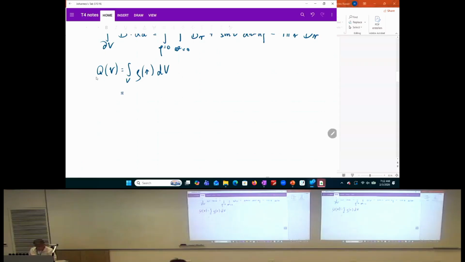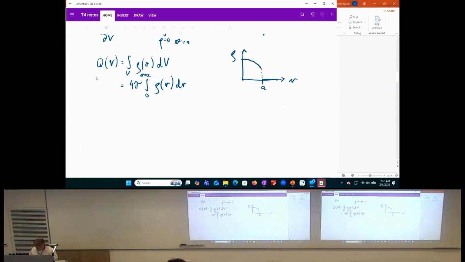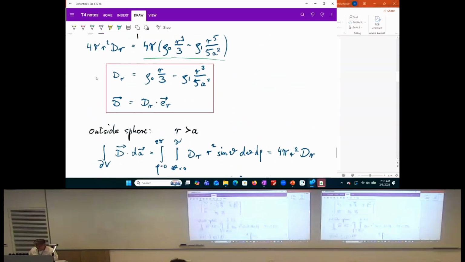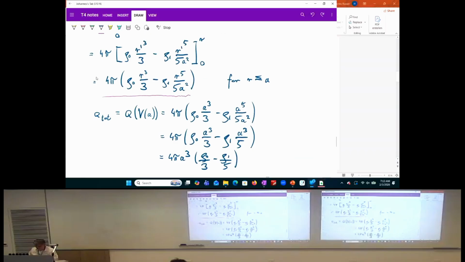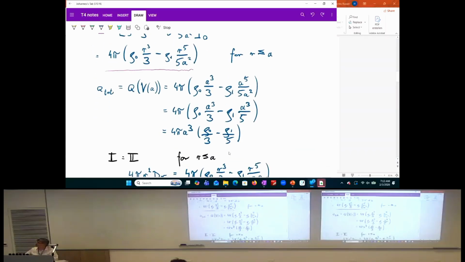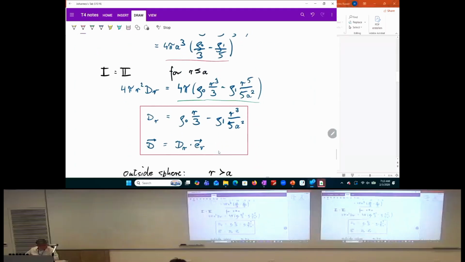So this means this is 4 pi, 0 to A, R equal A, simply because if you recall, the charge density has this behavior that it is dropping to 0 at A. So we had the total charge, we have computed that here. This is this value here. This is the total charge.